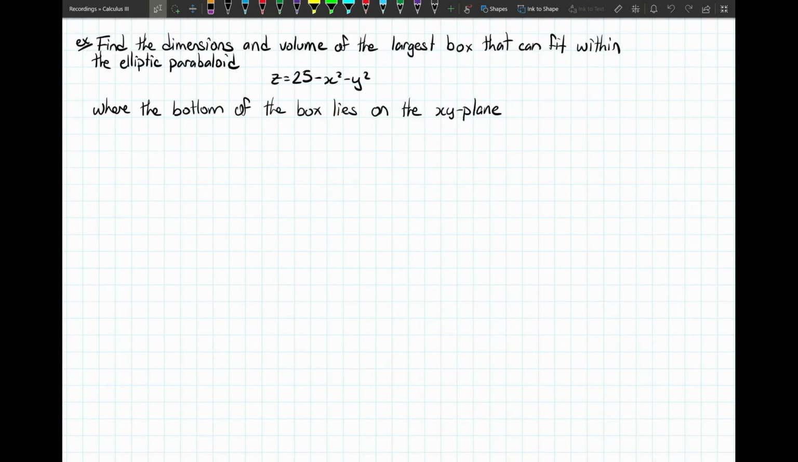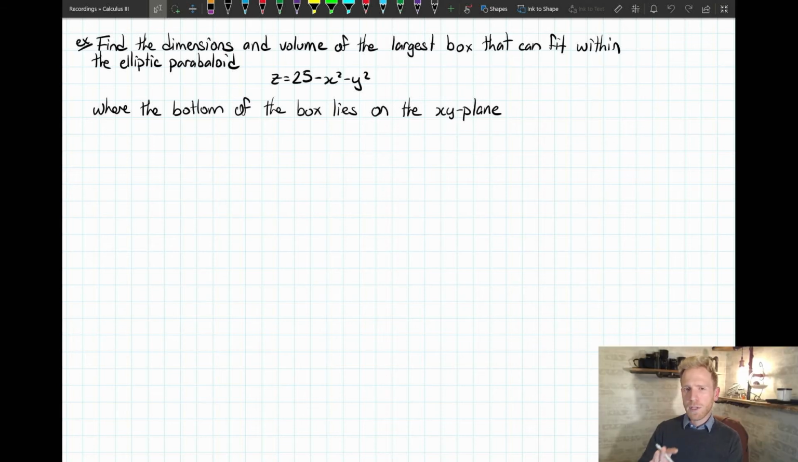Well, now that we've done a minimization problem, let's take a look at a maximization problem. In this case, we're going to try to find the dimensions and volume of the largest box that can fit within an elliptic paraboloid where the bottom of the box lies on the xy plane. Now, you might want to at least remember that this elliptic paraboloid is opening downwards from z equals 25 downward towards the xy plane. And so that gives us a dome shape that we're fitting this box inside of.